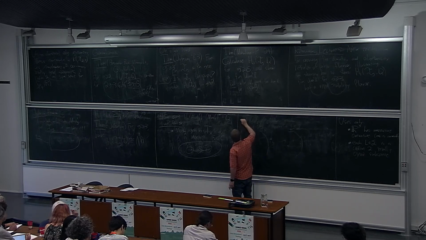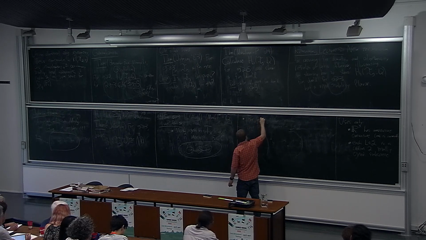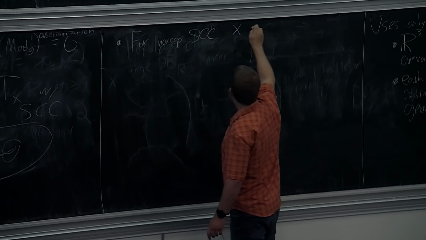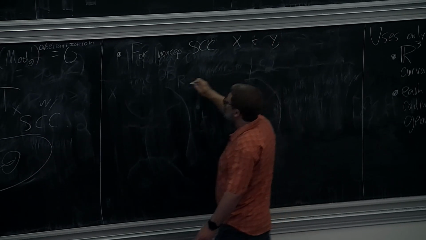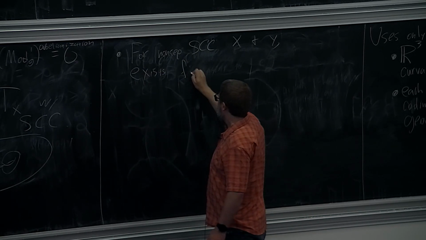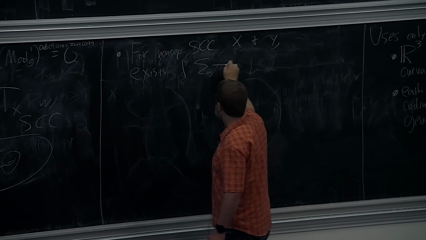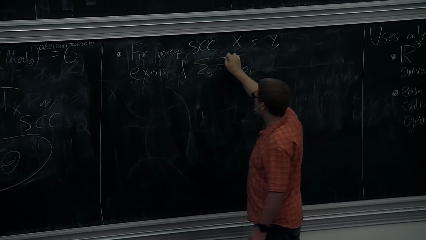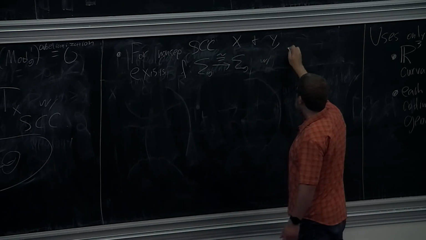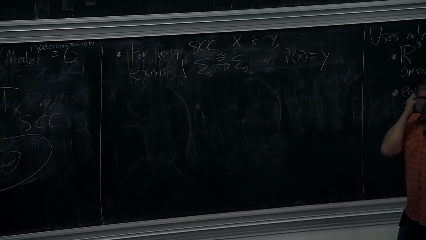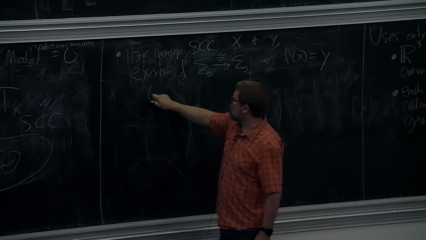The other fact, B: for non-separating simple closed curves x and y, there exists a map f from sigma g to sigma g, an orientation preserving diffeomorphism, with f of x equal to y. And why is this? The point here is just the classification of surfaces.